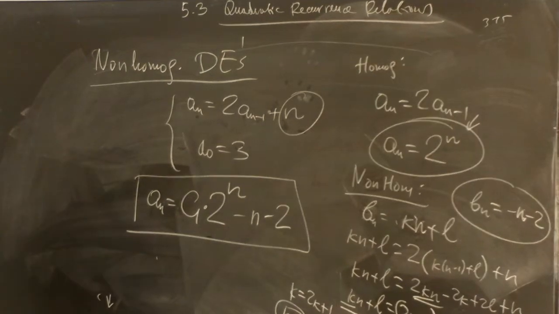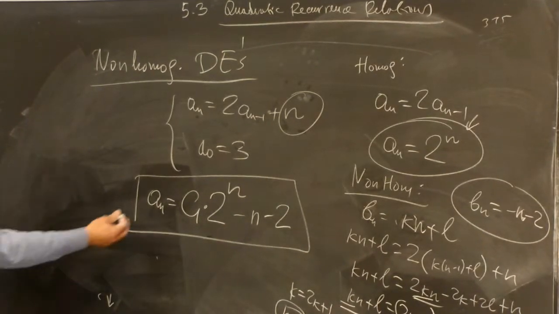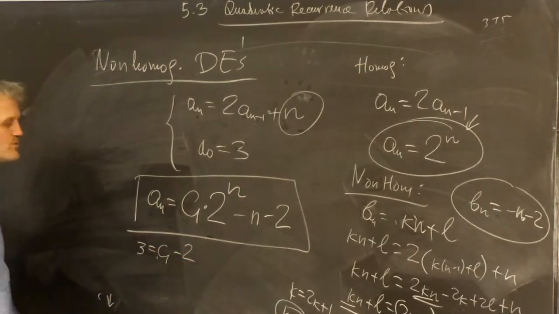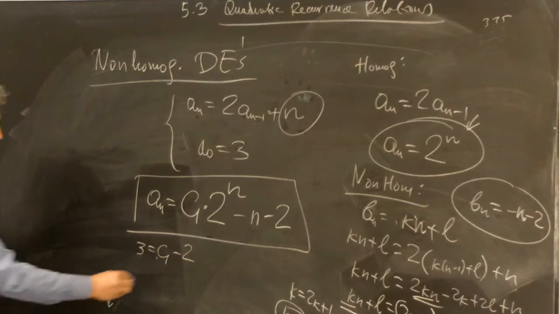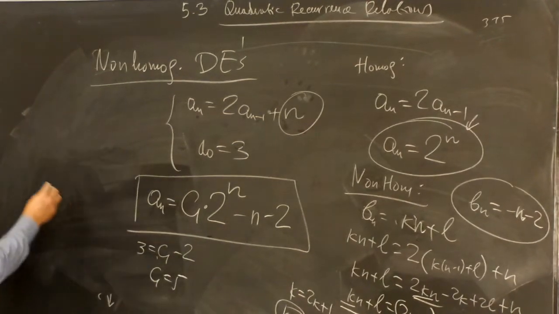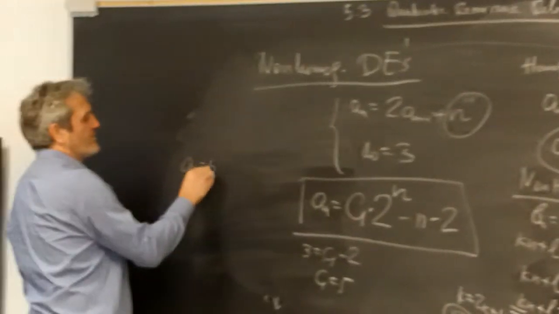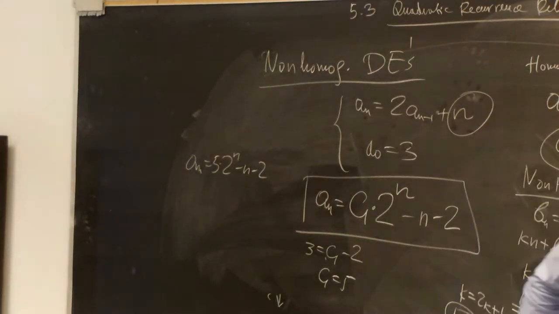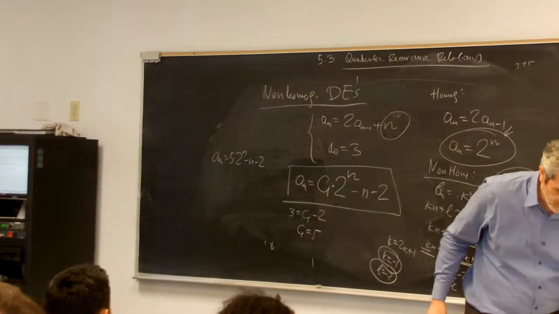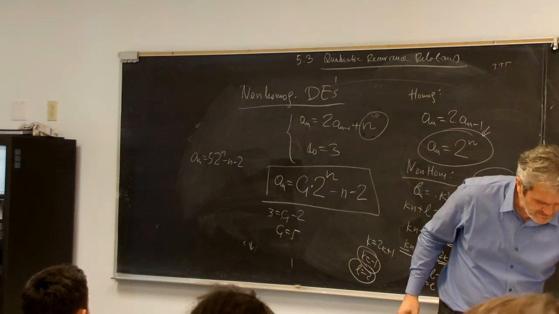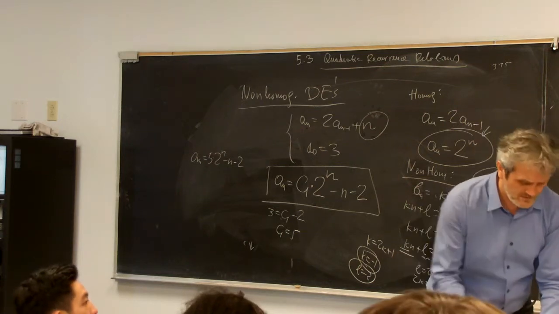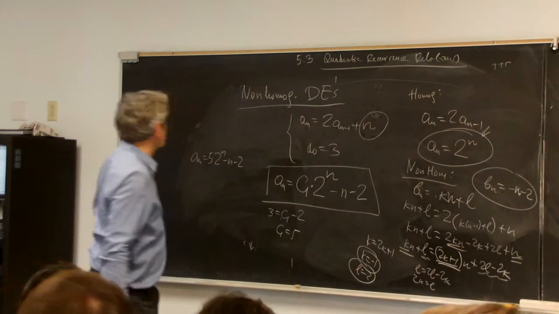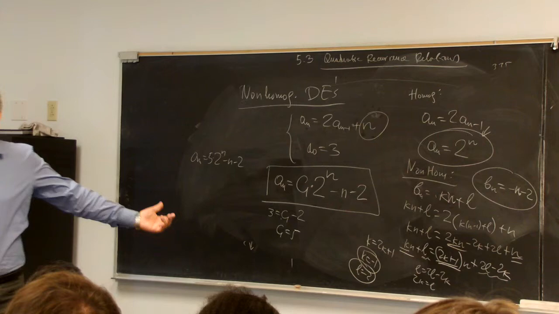What's missing? Initial value. But then what happens? When I plug in 0, I get 3 equals C1 minus 2. So how much is C1? The solution is a_n equals 5 times 2 to the n minus n minus 2. Let me see if I got the same solution. Is that the solution that you have there? 5 times 2 to the n minus n minus 2. The same solution. And this is much less work.